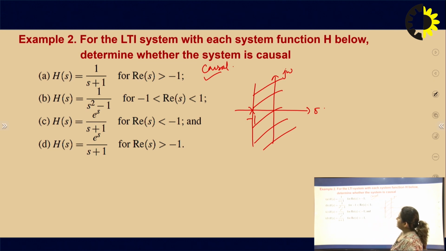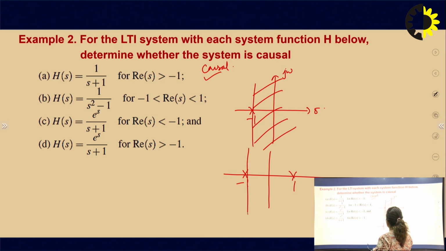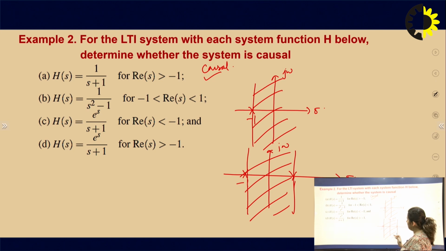The second function is H(s) equal to 1 upon s square minus 1, and the ROC is real of s lies between minus 1 and 1. So the ROC is in between, a strip, and this is j omega, this is sigma. So it has the right sided signal due to the minus 1 pole and the left sided signal due to the 1 pole. So it is non-causal in nature because h(t) has both domains.